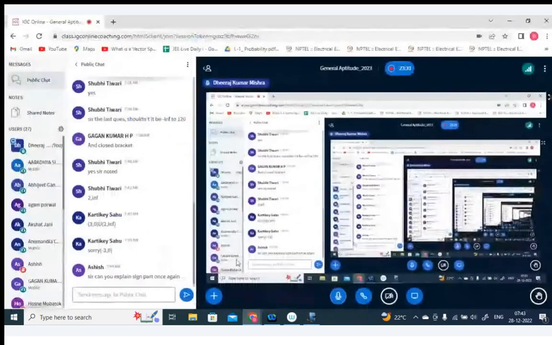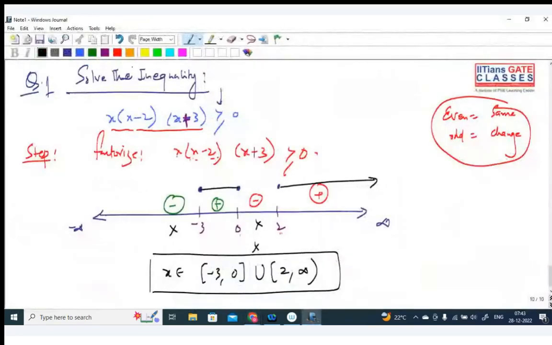Ashish, can you explain the sign part once again? Sure, Ashish. What you have to do here is start with positive. So we have minus 3, we have 0 and we have 2, and there are dots. So you have to start with positive from the left side, always.